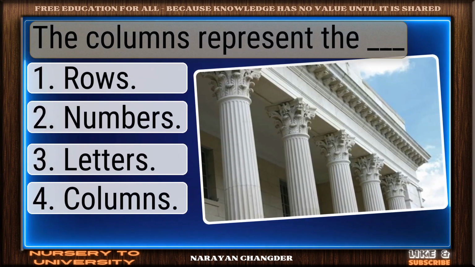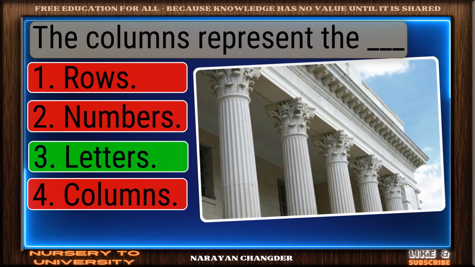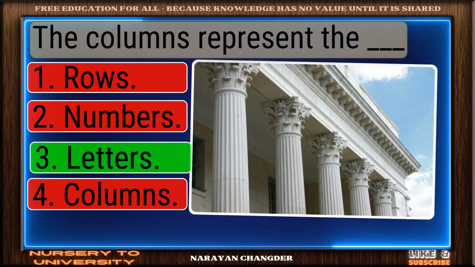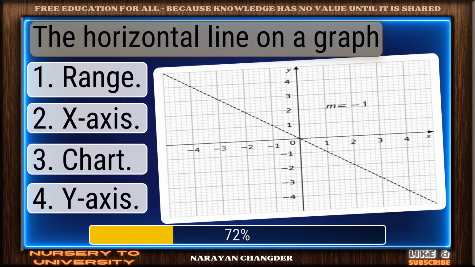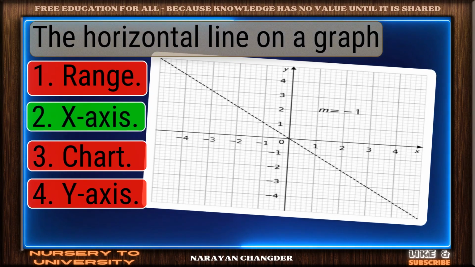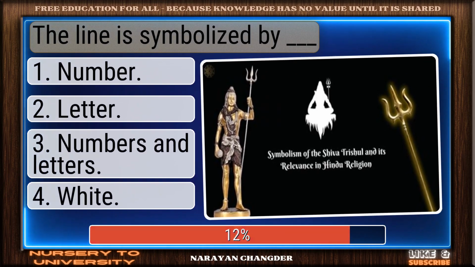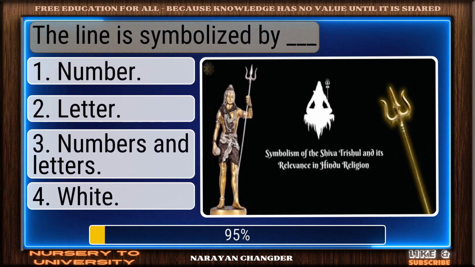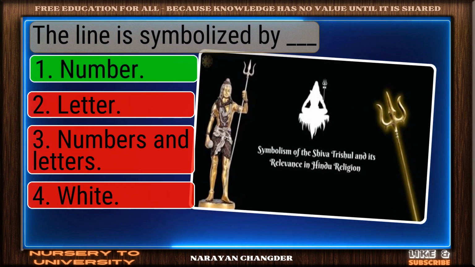The columns represent the dash. Solid response. Letters is a valid choice. The horizontal line on a graph? Right choice. X-axis is the best answer. The line is symbolized by dash. Sharp thinking. Number is the right choice.